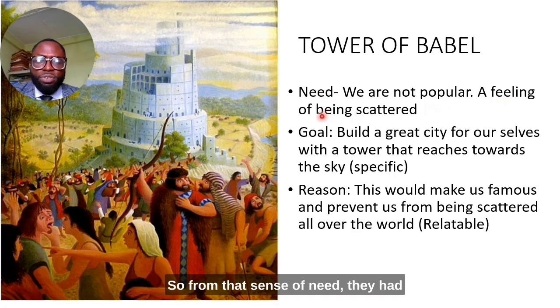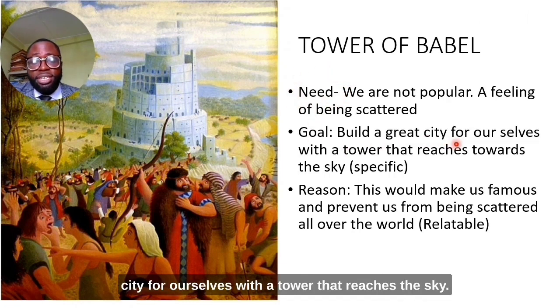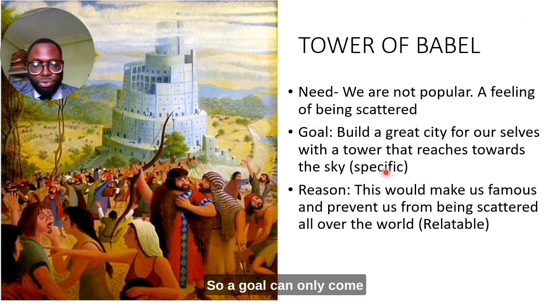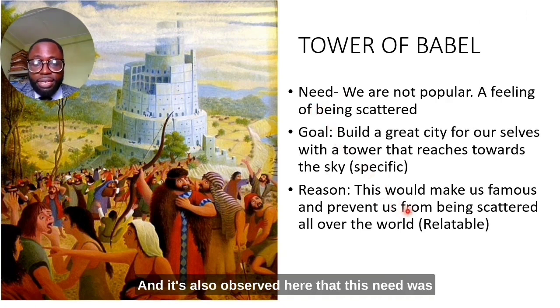So from that sense of need, they had to find a way out of this need. So what came to their mind was building a great city for ourselves with a tower that reaches the sky. So what you observe is that this way of meeting the need was very specific. So a goal can only come when a need has been established. And it's also observed here that their need was relatable, as we'll understand in the next slide.